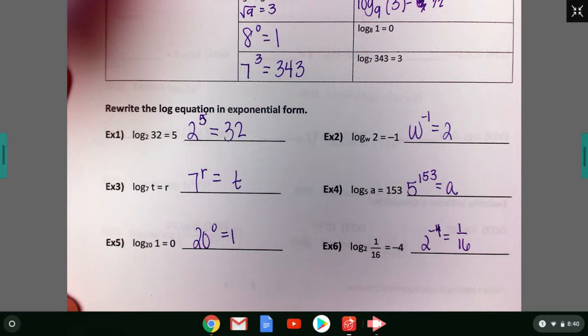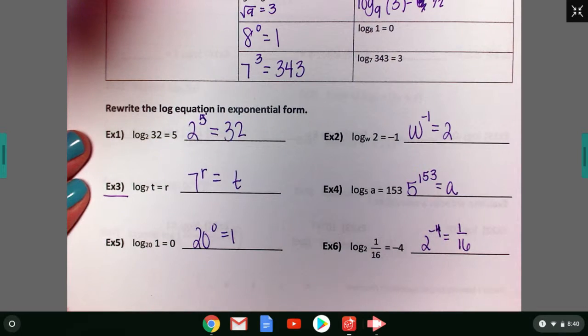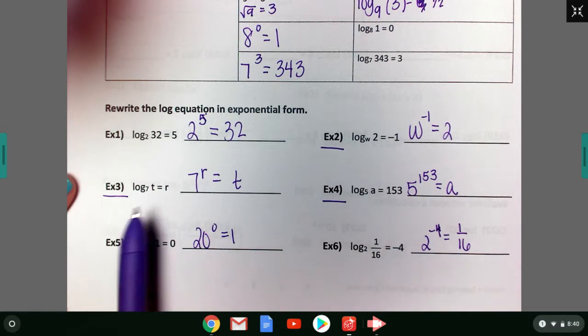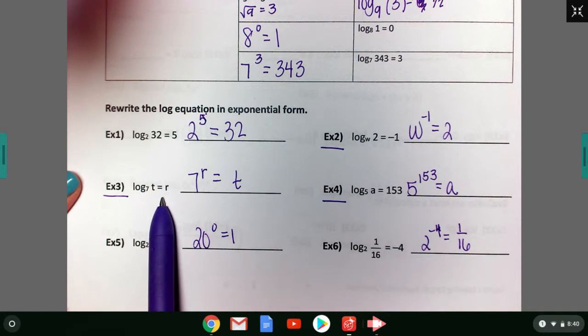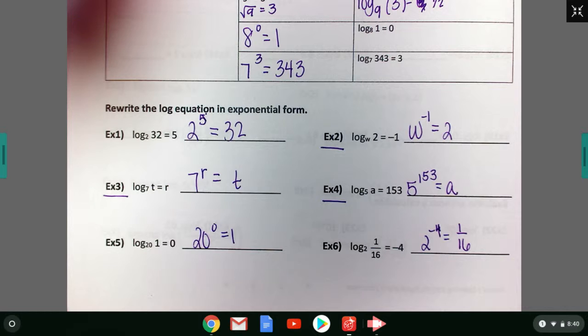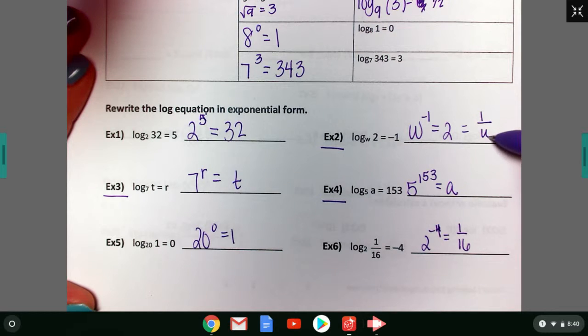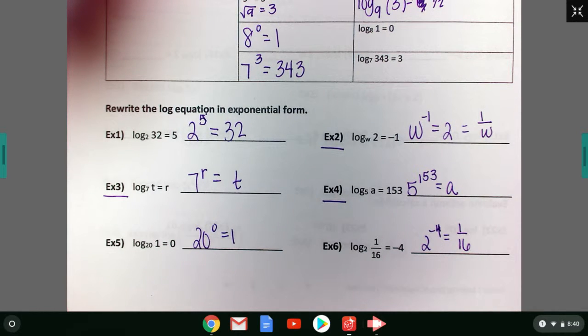So notice on example 3, as well as example 2 and 4, there were variables at play. Whereas we started with something where we couldn't solve, now if we put it into this form, we may be able to. So like this one, for example, w to the negative 1 equals 2. I could solve for w here. W to the negative 1 is 1 over w. So in this case, w would have been 1/2. This one, I could multiply that out, 5 times itself 153 times. And this one checks out as well. Let's look at the other direction.